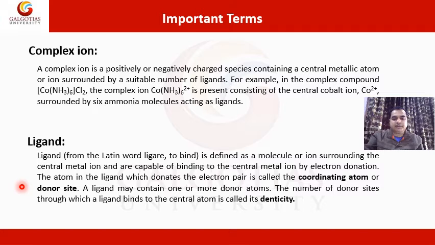And the atom in the ligand which donates the electron pair is called the coordinating atom. We can say it is the donor site. A ligand may contain one or more donor atoms, depending on which type of ligand we are taking for making the compound. The number of donor atoms through which a ligand binds to a central atom is called the denticity of that ligand.